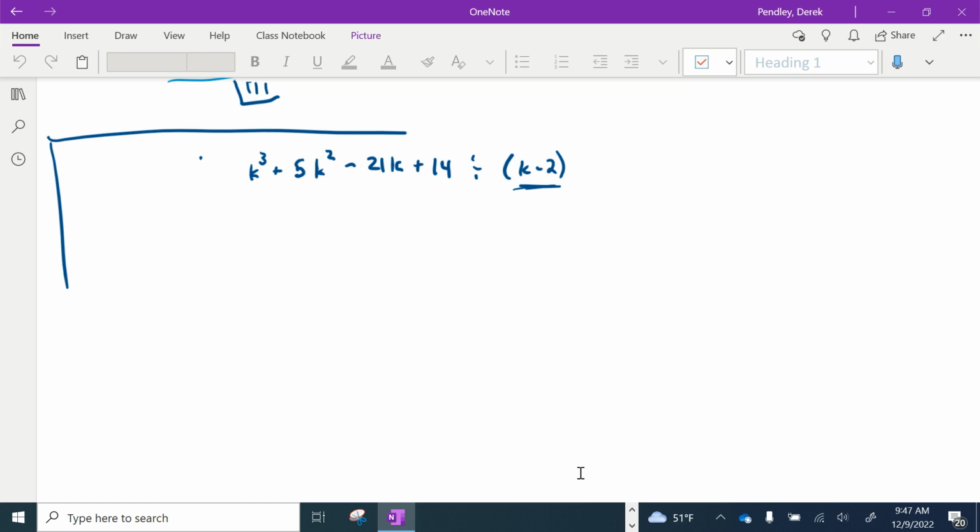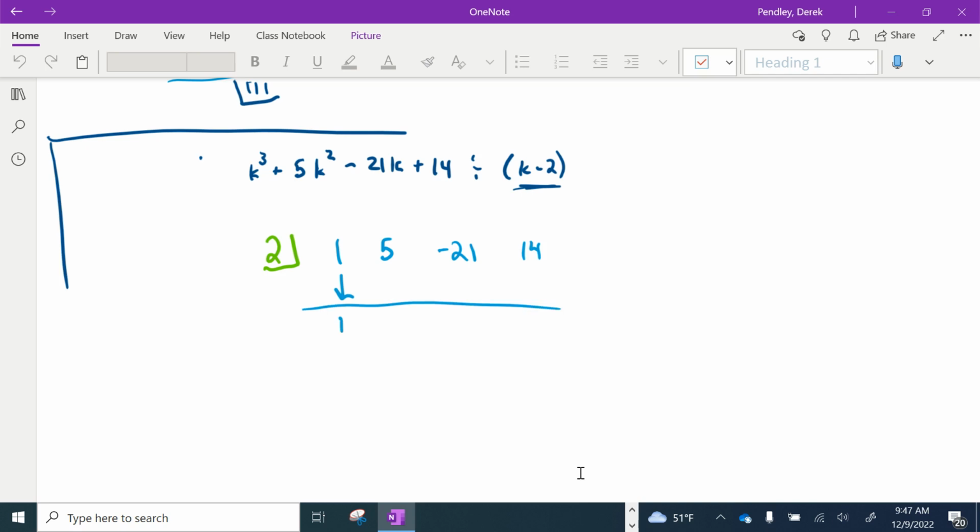So we're going to end up synthetically dividing by 2. And remember, we have to use our coefficients, and if we're missing any terms, we have to put a 0 in, just like long division. So our degree is 3 here, and we go 3, 2, 1, 0, so we have all of our terms, and the coefficients are 1, 5, negative 21, and 14. In synthetic division, you bring down that first number, whatever it is, and that's what you start the chain reaction with.